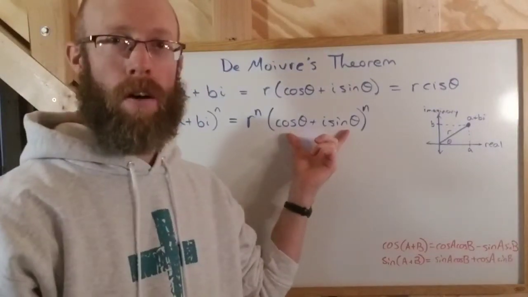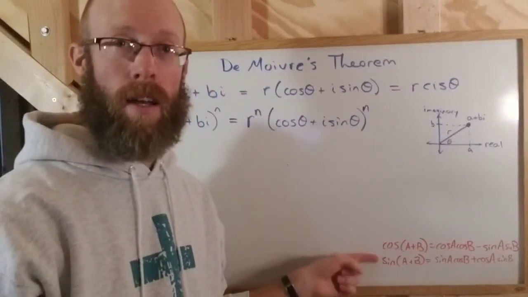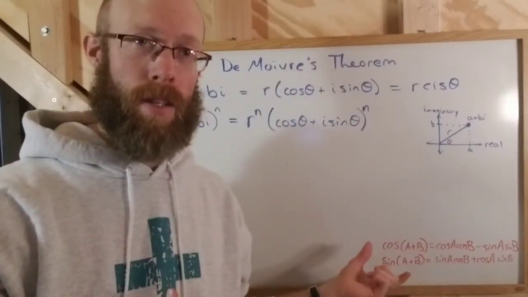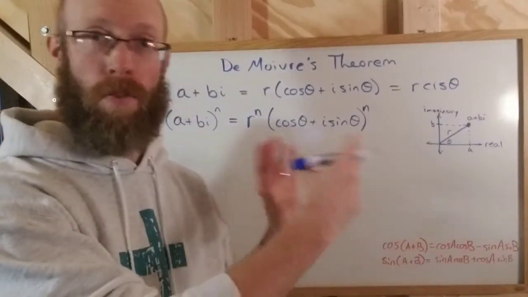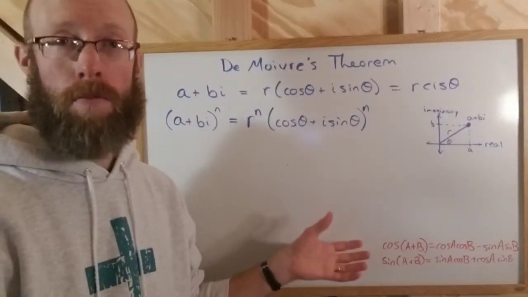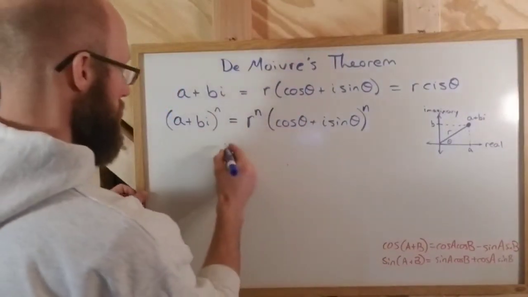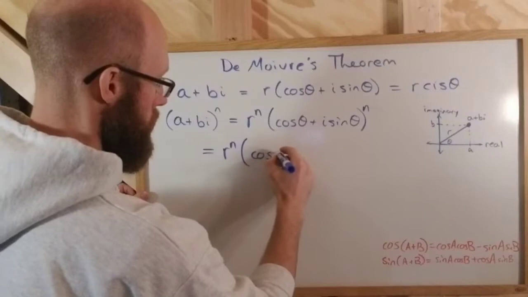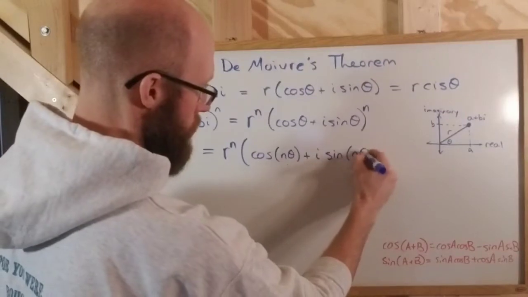However, we have some trig identities that we learned before, the sum identities for cosine and sine, that help us out with this. When we expand this out, if you apply these identities over and over again, you'll get some generalizations. I'm not going to go through all the arithmetic because it would fill up my small board here. However, the formula comes from a repeated application of these formulas. And so the result of that is r to the n times the cosine of n theta plus i times the sine of n theta.